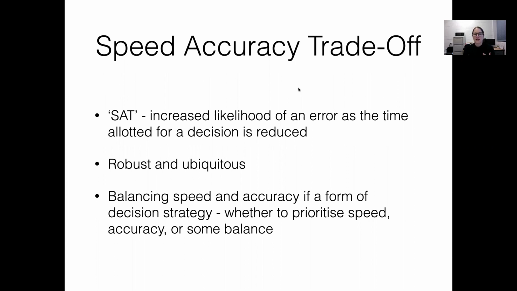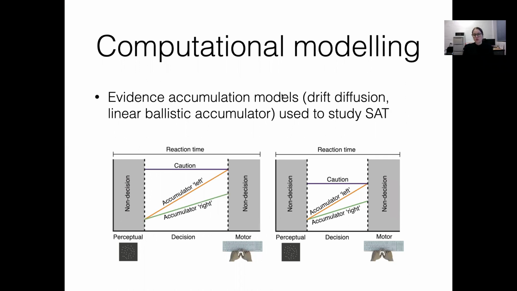And we can think of the exact balance we take between speed and accuracy as a form of decision strategy. So that's what I'm referring to as a decision strategy in the title. So whether we prioritize speed, prioritize accuracy, or balance somewhere between the two. And speed accuracy trade-off effects have been looked at a lot with computational modelling, particularly evidence accumulation models such as drift diffusion or linear ballistic accumulator models. Particularly the LBA, you can find papers by Scott Brown and Andrew Heathcote, particularly their 2008 paper.